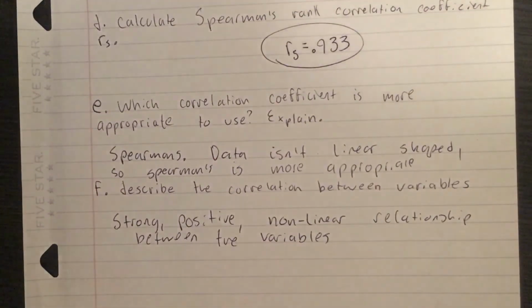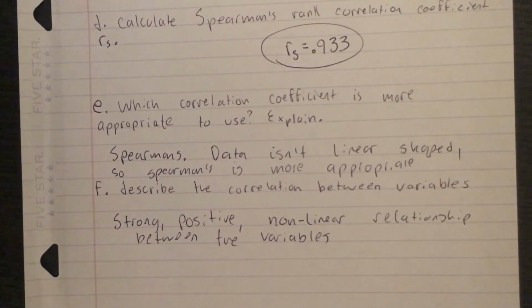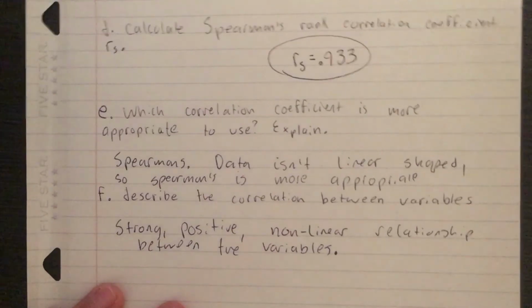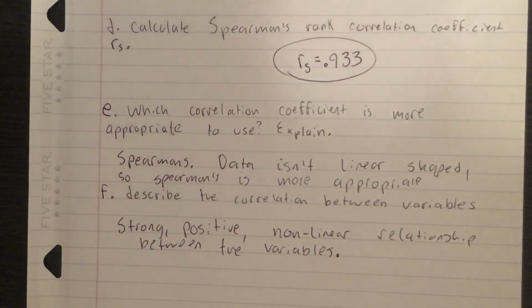Now, we don't know what type of nonlinear there is. There could be an infinite amount of nonlinear graphs possible. The only thing we can say with Spearman's is linear or not linear. So that in a nutshell is what we're going over today, is Spearman's rank correlation coefficient.